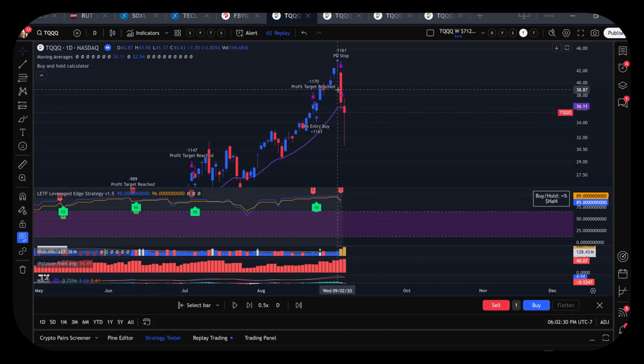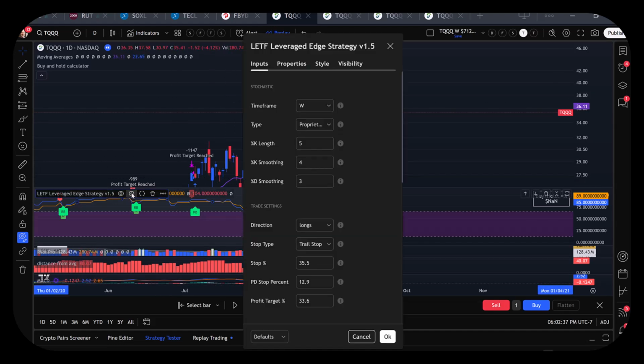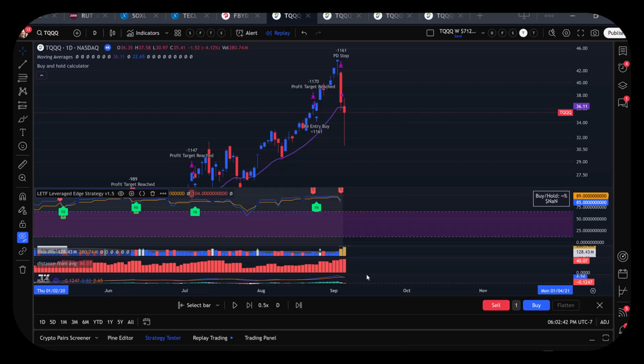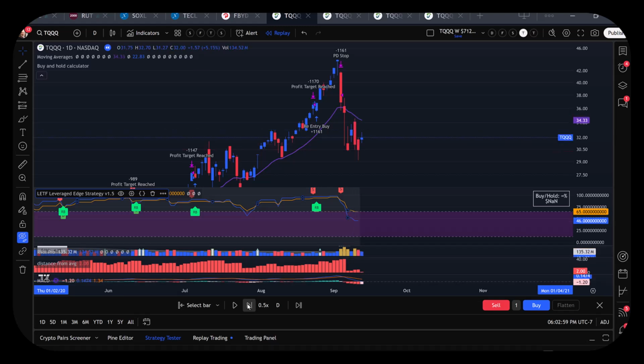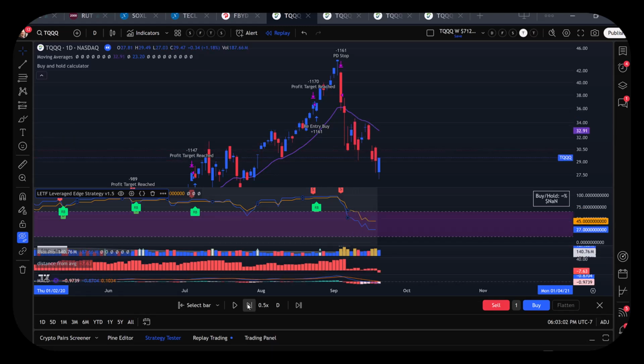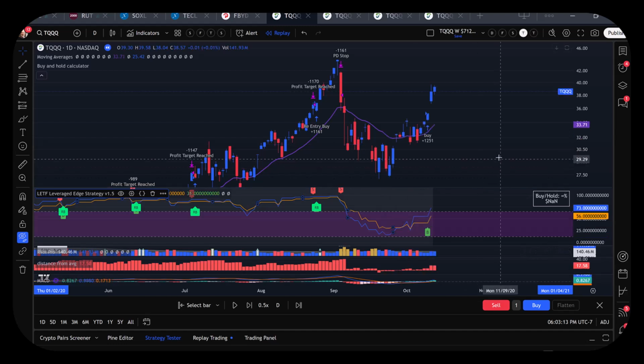So right here we got up to a max and we dropped that 12.3%, I think, for the PD stop. 12.9% was the PD stop. So from the close, I should say, we dropped 12.9% and we get stopped out. And so now we are in cash. And it's a good thing because we keep going down. We're still in cash. We're back in the trade again.